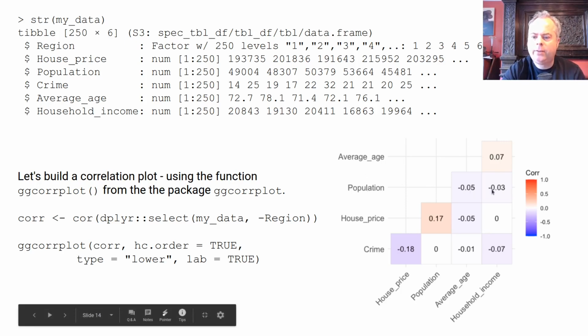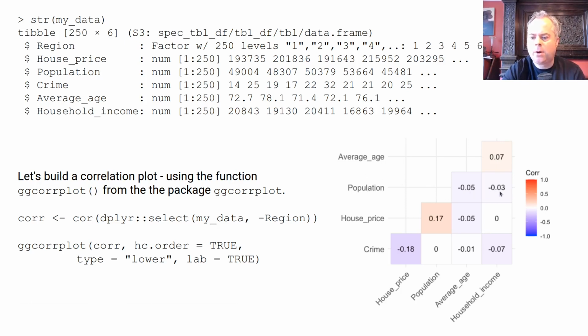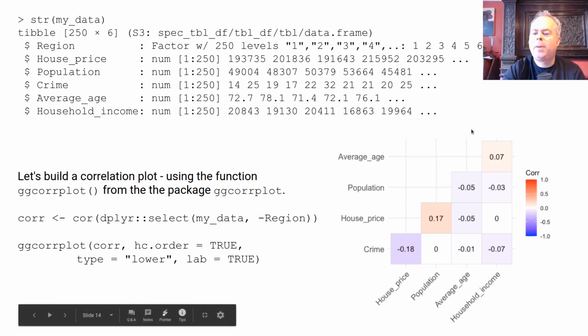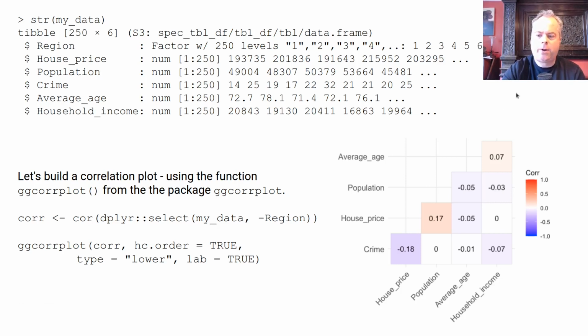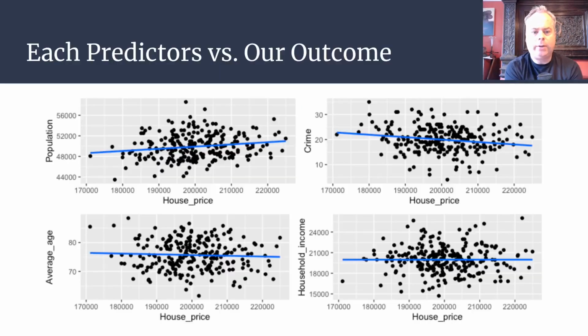Population has a very small negative correlation with household income, so it's probably not going to be an issue for us. There don't seem to be any obvious strong correlations between our individual predictors if we look at that correlation matrix plot. So we can visualize our data as well.